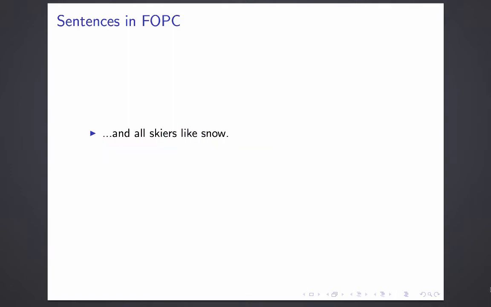All skiers like snow. This is a little straightforward because we don't have to worry about all versus no. So if you are a skier, then that implies that you like snow.